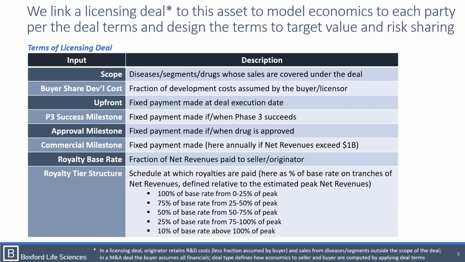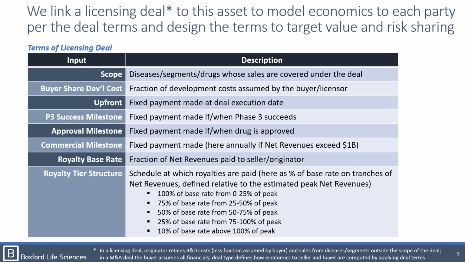Here we say it's a licensing deal because that term defines within PPFC how we split the costs, where the originator is going to retain R&D cost less whatever fraction is assumed by the buyer, and then the buyer is going to get the sales of the asset within the area of the scope of the disease and incur all of the commercial costs. We can have an M&A deal where the buyer assumes all financials, and we can have other types of deals in which we define unique ways of splitting cost and sales benefits between either party.